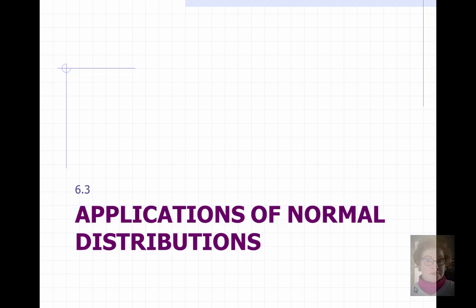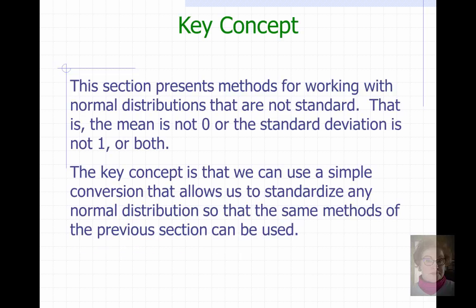In section 6.3, we're going to talk about normal distributions, but not necessarily standard normal distributions. What that means is we will not have the luxury that the mean is already 0 and the standard deviation is already 1. So we're going to talk about what kind of transformations we need to do so that we can use a standard normal table.